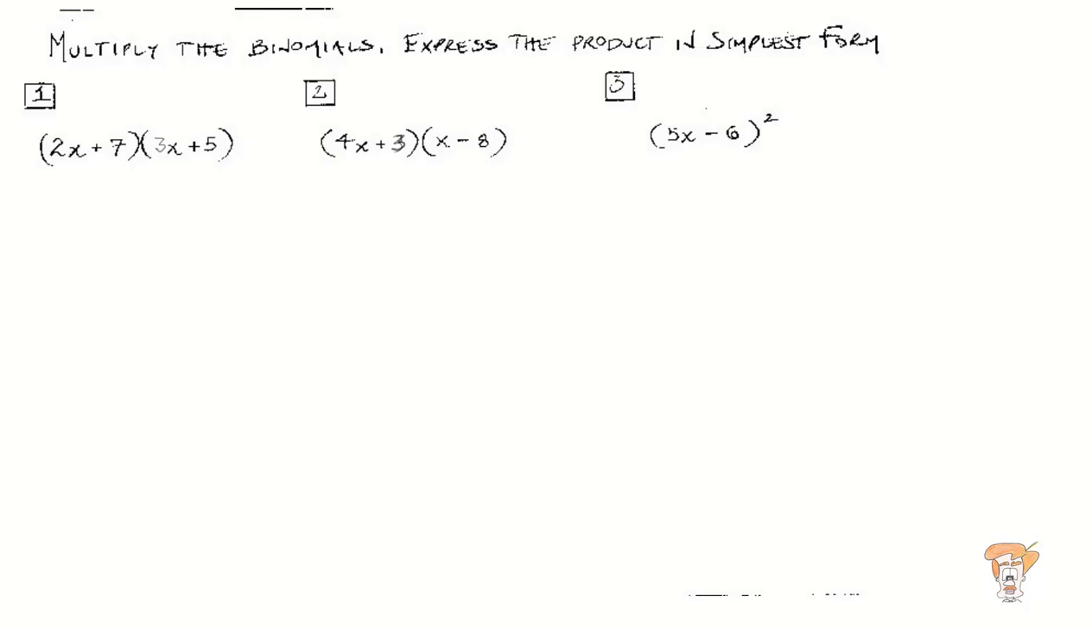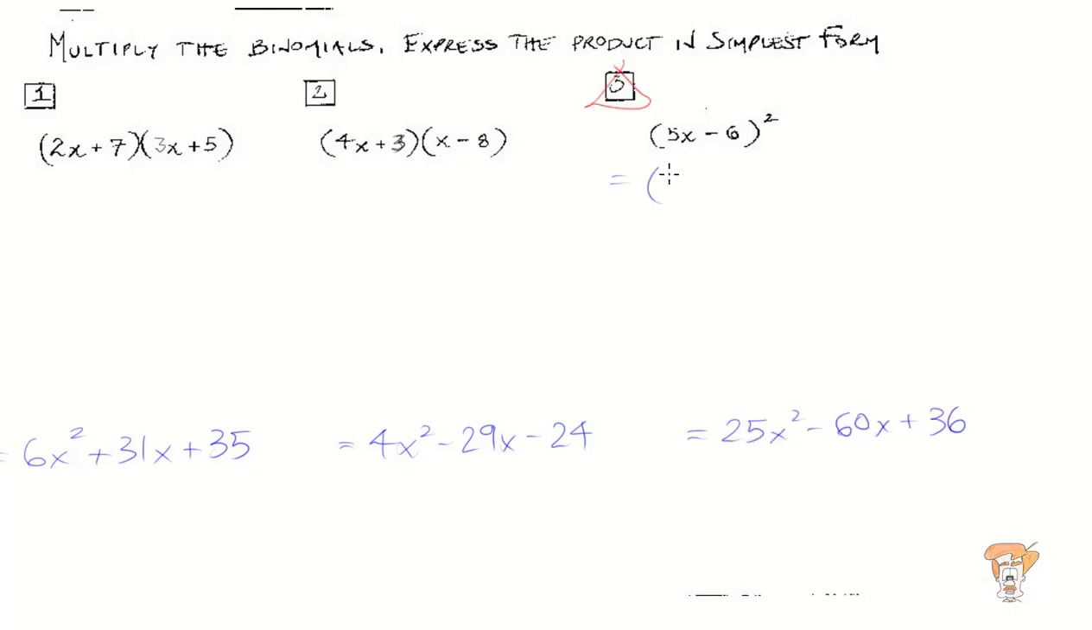Let's review the answers. For number 1, the product of those two binomials is 6x squared plus 31x plus 35. For number 2, the product of those two binomials is 4x squared minus 29x minus 24. And for number 3, the product of those two binomials is 25x squared minus 60x plus 36. I think it would be beneficial to review number 3.